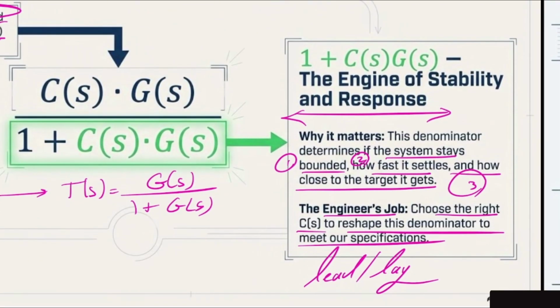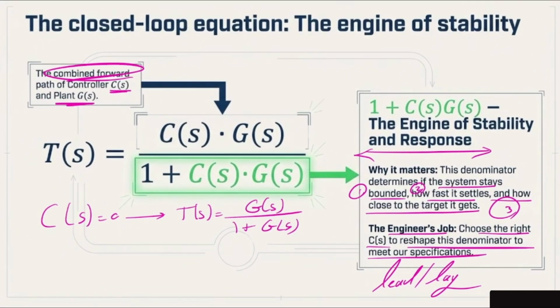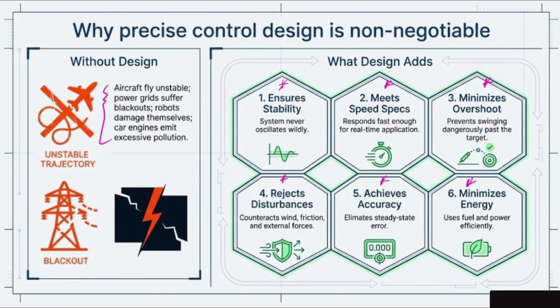So this is important; we have to read this one and understand this one. So what is our job? Our job is to choose the right C(s) to reshape the denominator to meet our specifications, because the denominator, which is the home of the poles, is very important, and we will talk about it so much.